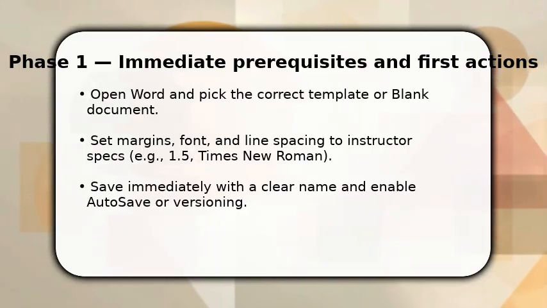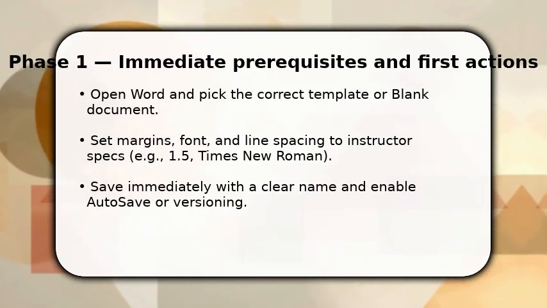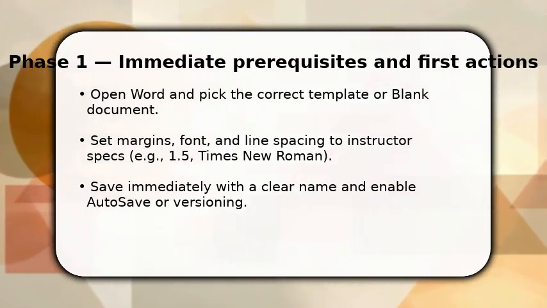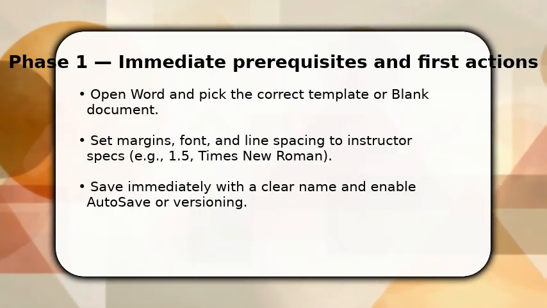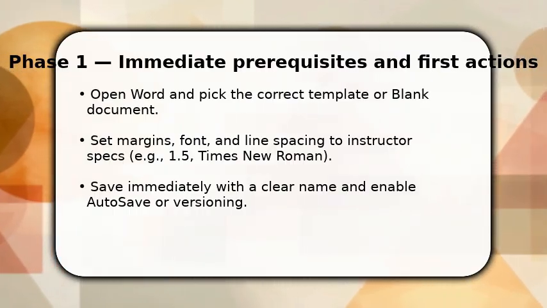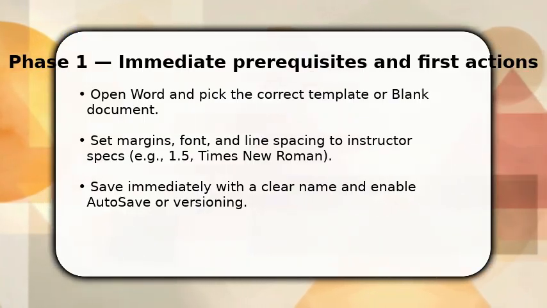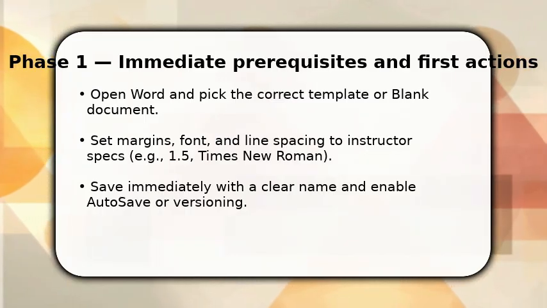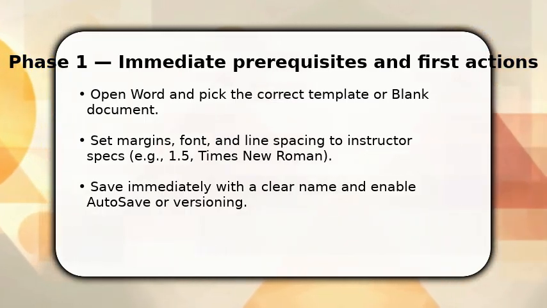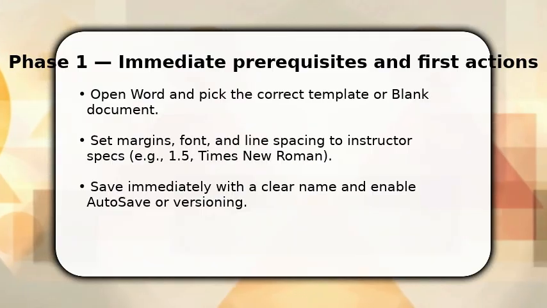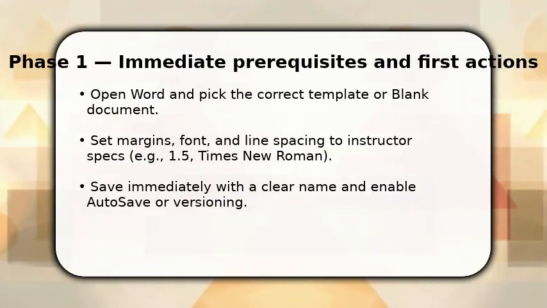You begin by creating the file and reducing friction. Open Word and choose either the required template or a blank document. Once set, margins, font, and spacing to meet your instructor's rules so you don't reformat later. Save right away with a descriptive file name and turn on auto-save or manual versioning. Doing this first prevents lost work and saves time. Make sure to confirm page layout and document properties before you write a word.